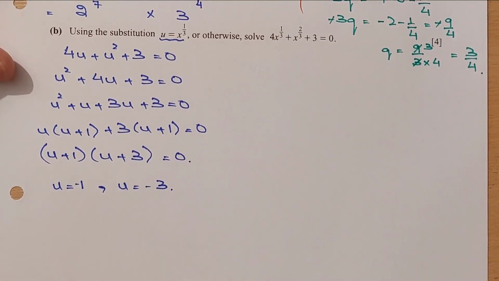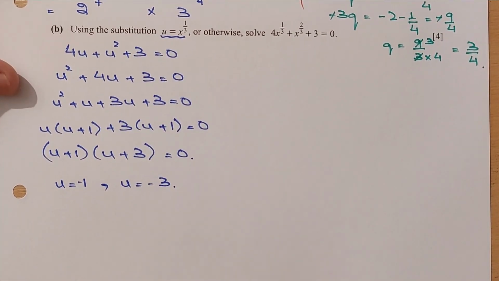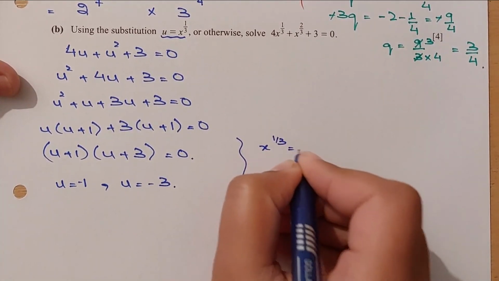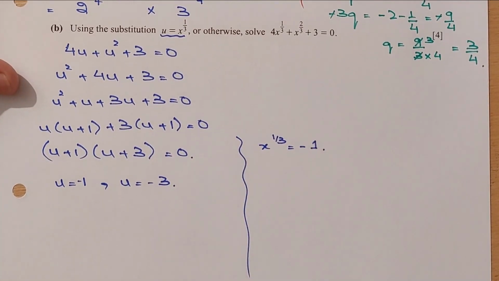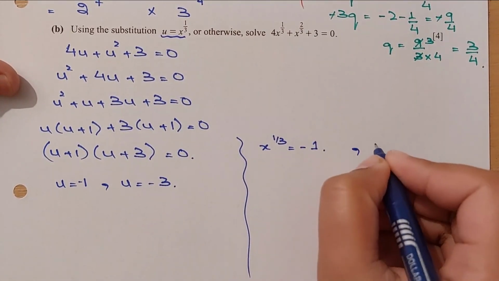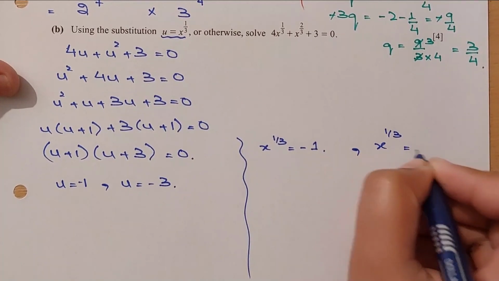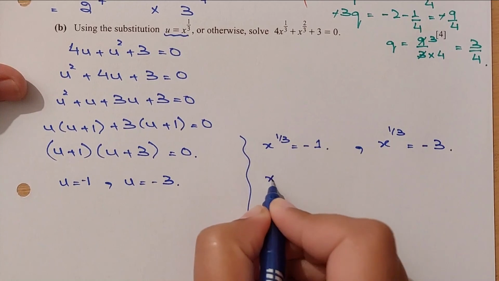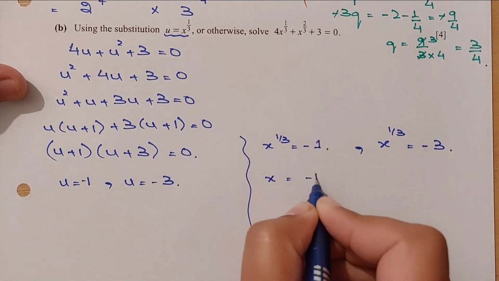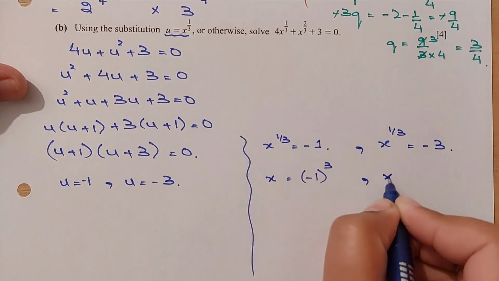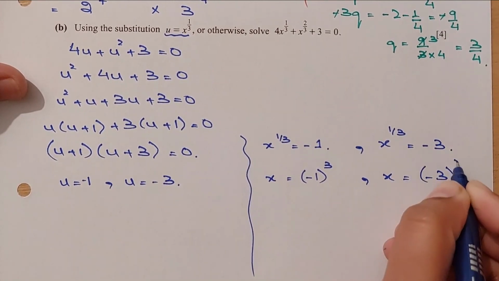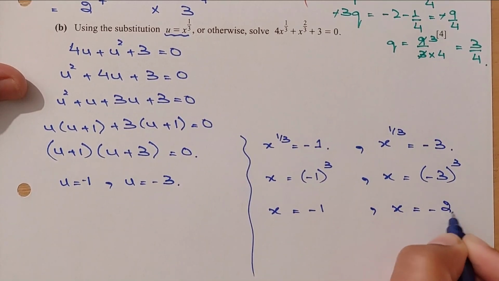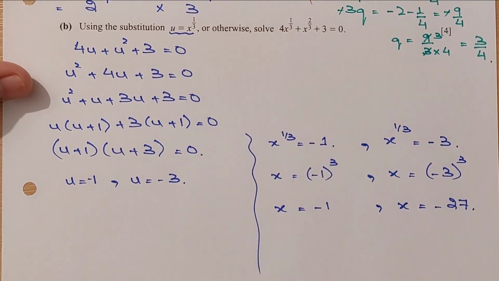Now let me substitute u back, that is 1 by 3. Okay, so we can say that x power 1 by 3 is equals to negative of 1, right? And we can say x power 1 by 3 is equals to negative of 3. Okay, so to solve for x, we have to take cube on both sides, -1 whole cube, and x is equals to -3 whole cube. So here x is equals to -1 and x is equals to negative of 27. These are the two values of x.